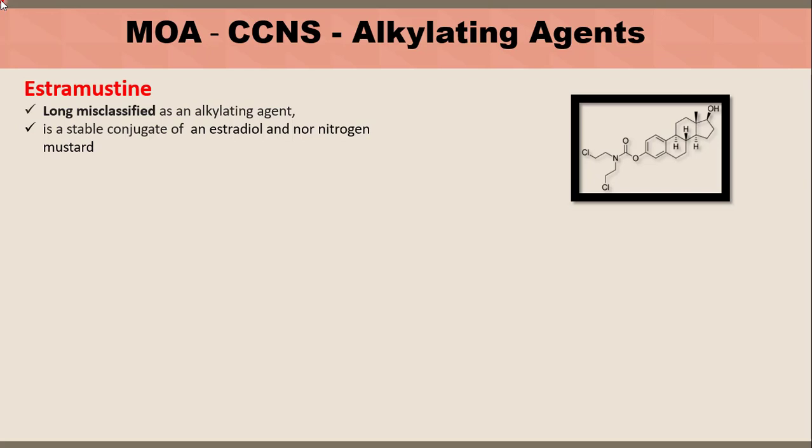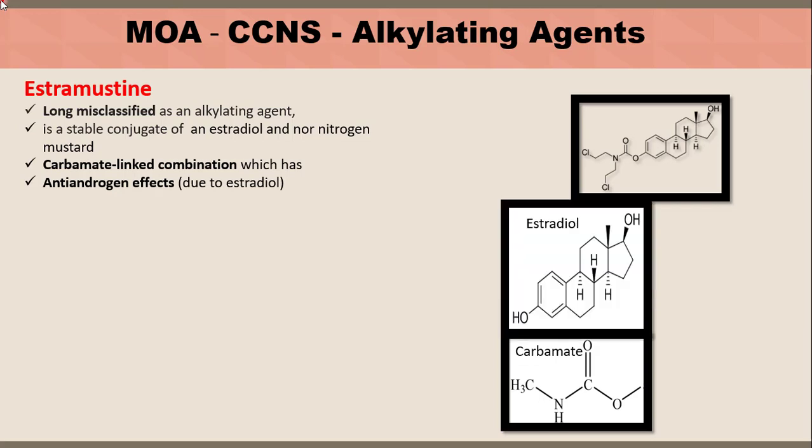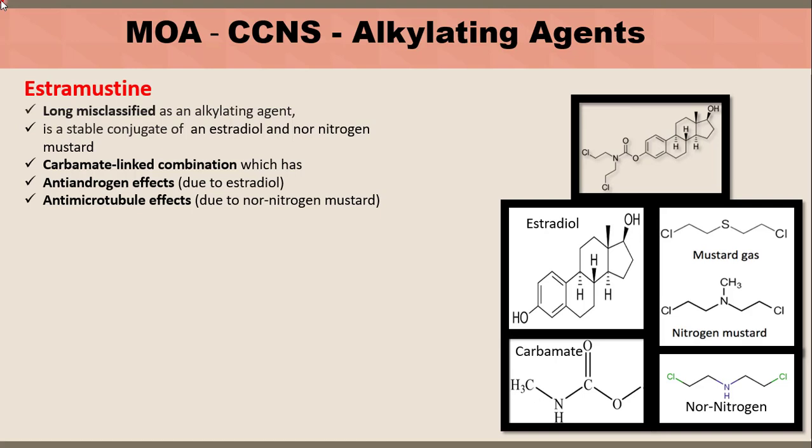Without any effort, we can observe the estradiol. Here is the chemical structure of carbamate, which can be easily noticed in the estramustine chemical structure. Carbamate-linked combination, which has anti-androgen effects due to estradiol. Anti-microtubule effects are due to nor-nitrogen mustard. As demonstrated here, we can effortlessly see the difference between the chemical structures of mustard gas, nitrogen mustard, and nor-nitrogen.